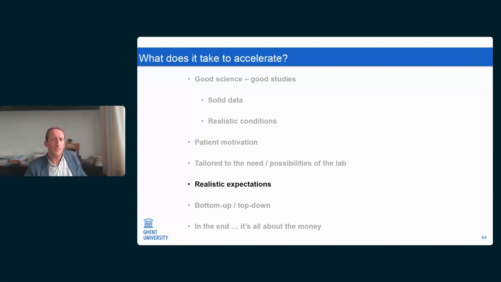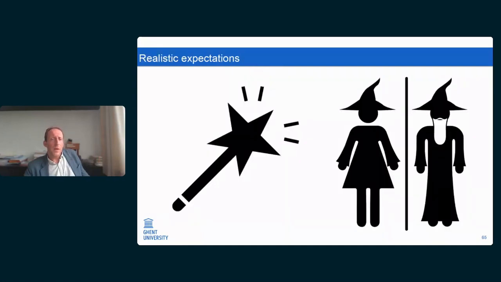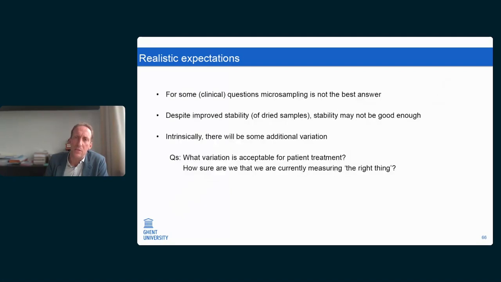In addition, we should have realistic expectations. If you think about microsampling, this is just magic. We are not the wizards or the witch that can all of a sudden make things happen that otherwise aren't possible. We must have realistic expectations. It's not that if something can't work with liquid sampling, dried blood microsamples may per definition provide the right answer. It's also like that for some clinical questions, microsampling may just not be the best answer.